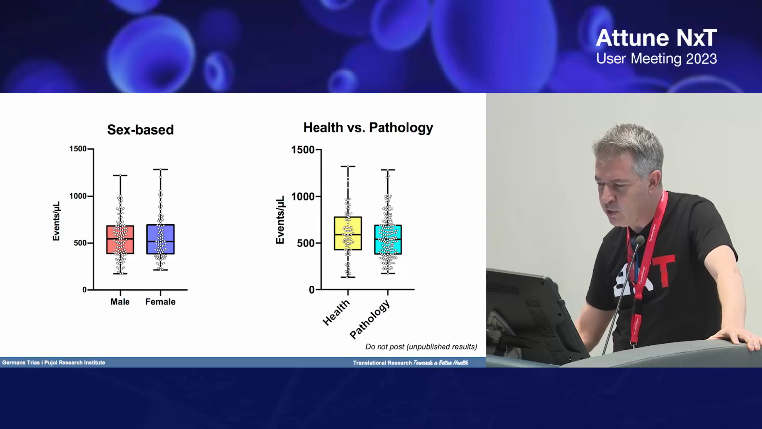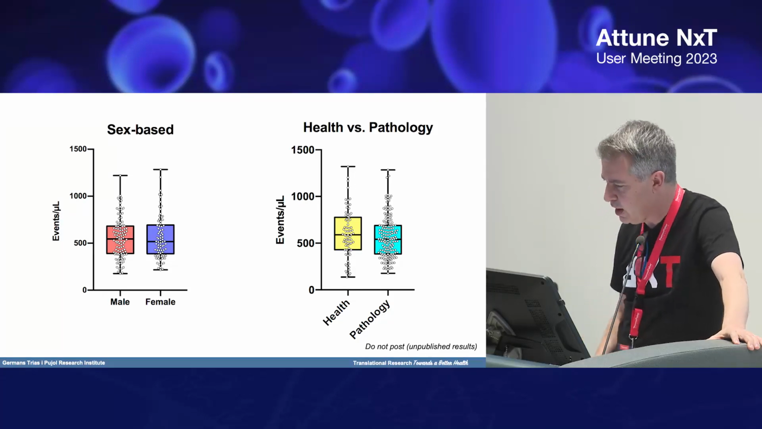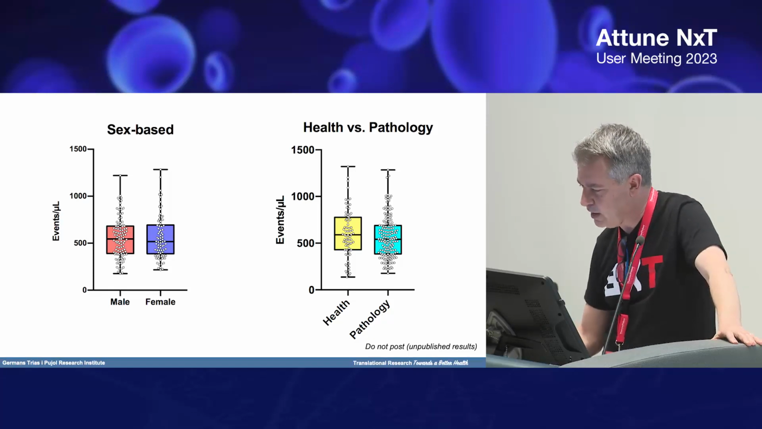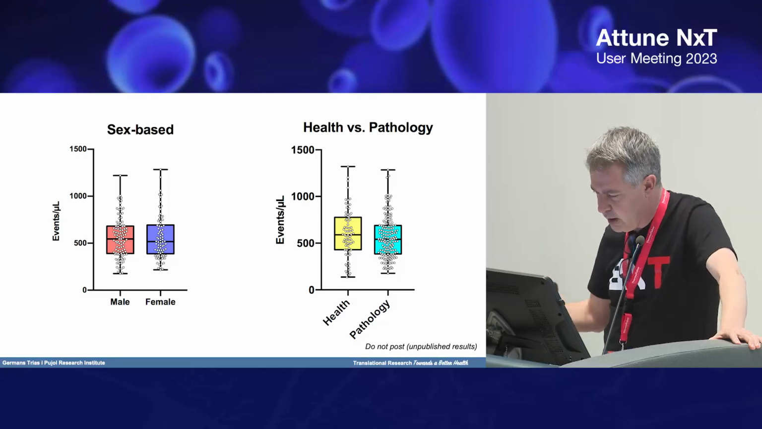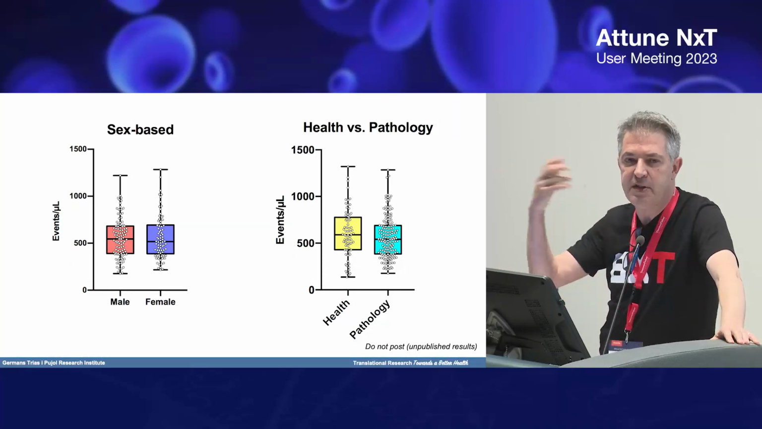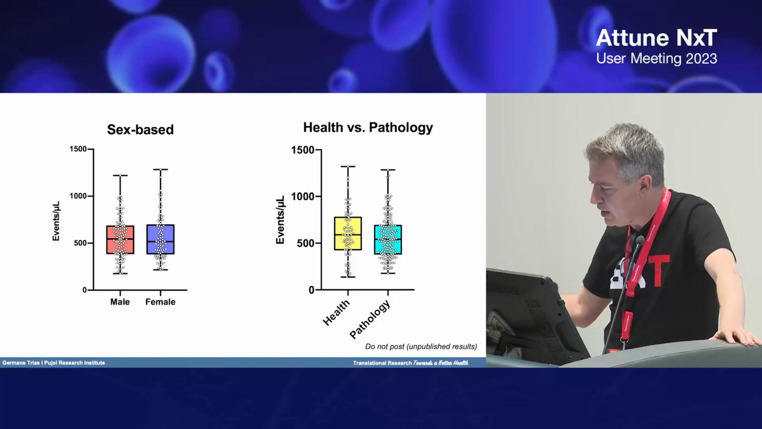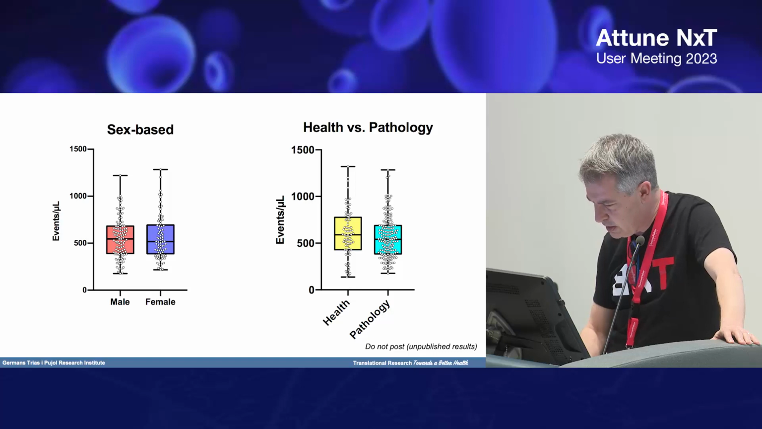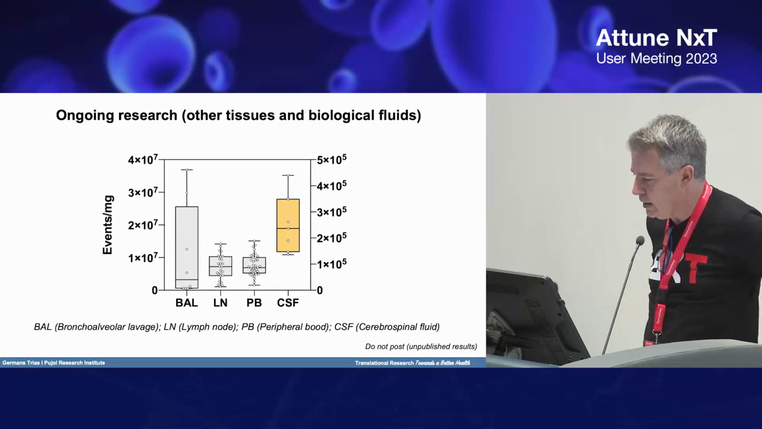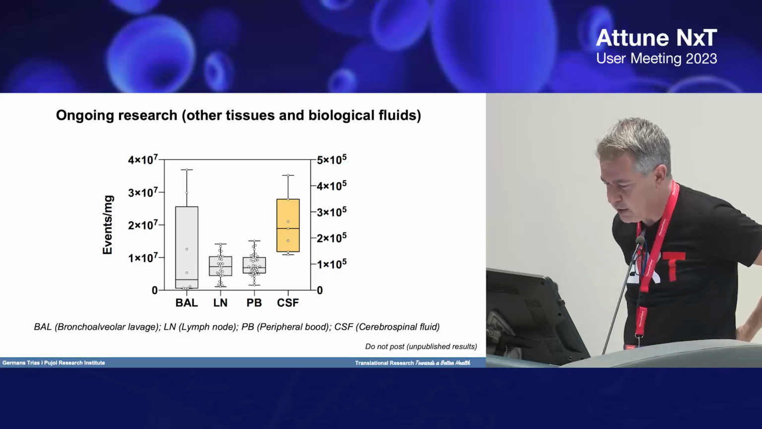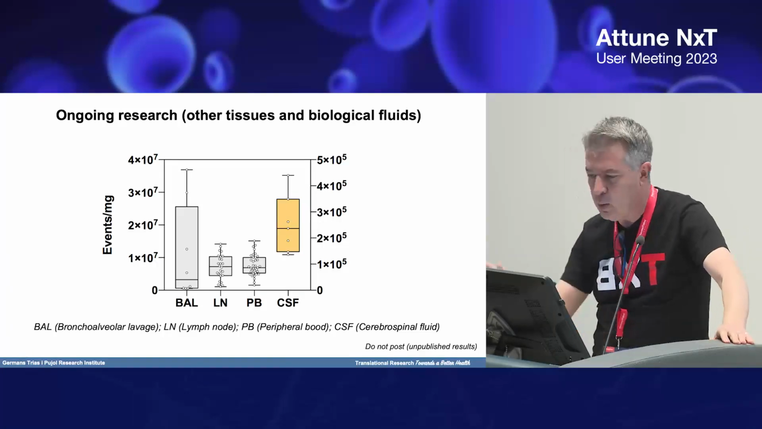As you can see here, we have compared the difference between sexes, and males and females have the same levels. There are non-significant differences, and the same for health versus pathology. And that was initially very shocking, because I expected, I don't know why, maybe increased levels in lung cancer or increased levels in autoimmune disease. And this is a really nice surprise, because we are finding a very different result from what we originally expected. I don't know why this is.